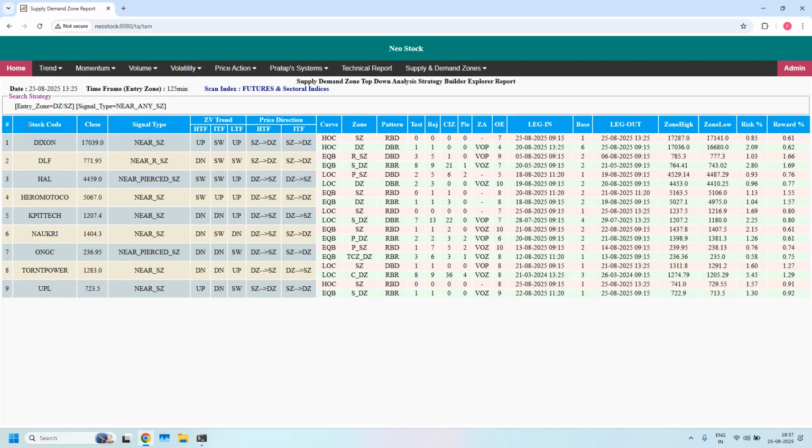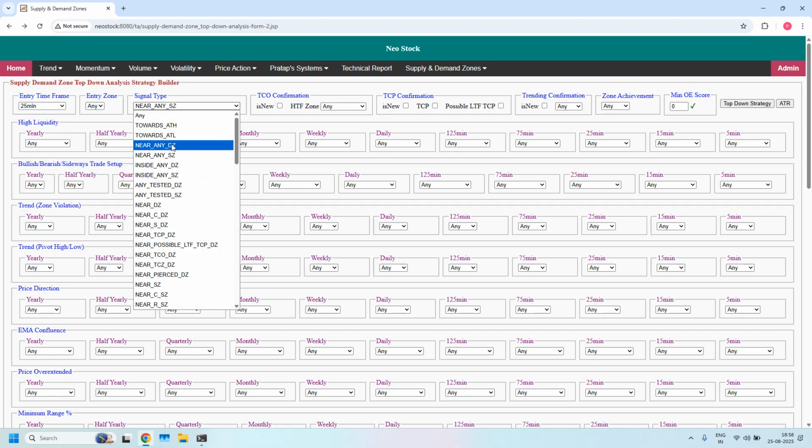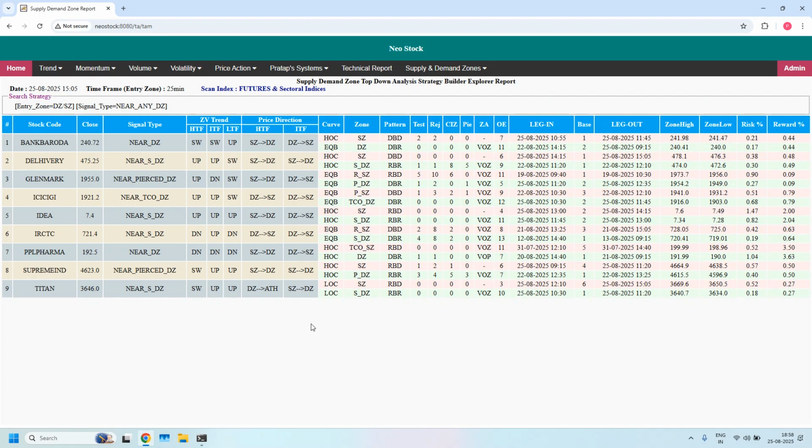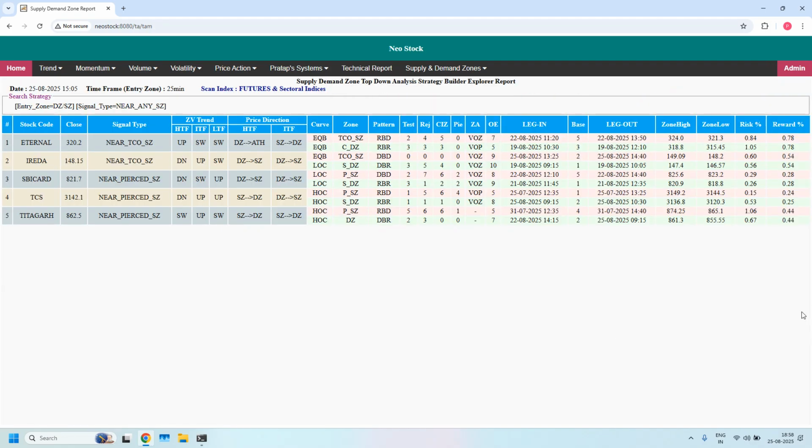Next time frame is 75 minutes already generated in the beginning of the report. So the next time frame is 25 minutes. Stocks near to the 25 minutes demand zone. We got 9 stocks. Next, stocks near to the 25 minute supply zone. We got 5 stocks.